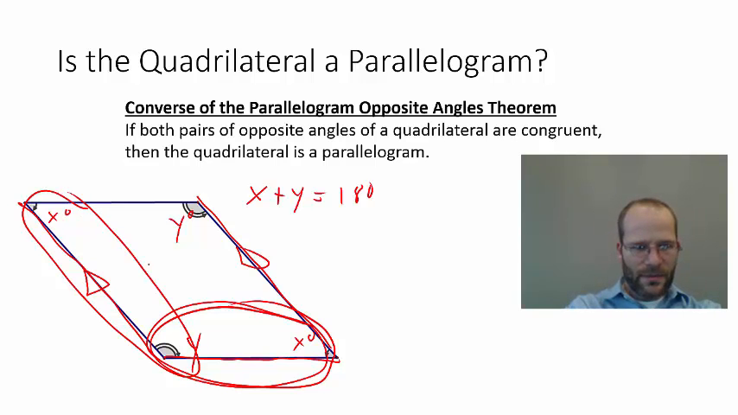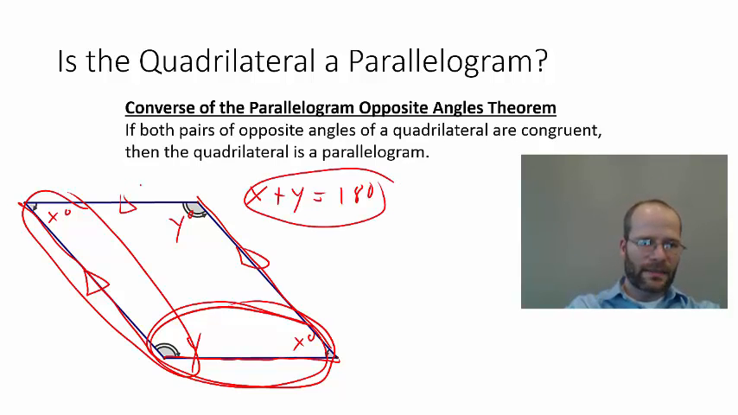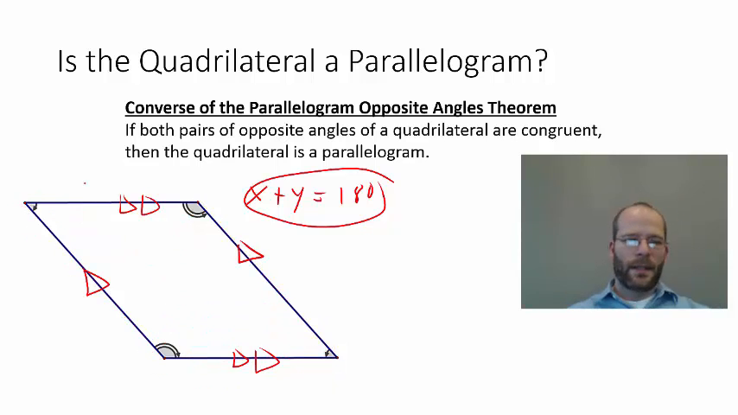Again, we have two same-side interior angles. We know that's supplementary, and therefore these lines must be parallel as well. And that leaves us with a shape that we know is a parallelogram by definition. Two pairs of parallel sides. So that's the proof of the converse of the parallelogram opposite angle theorem.